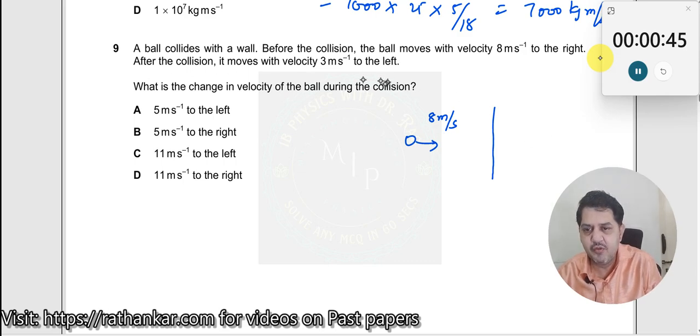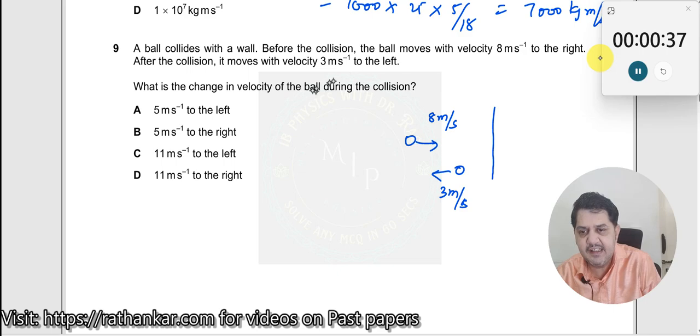After the collision, it moves with velocity 3 meters per second to the left. So it means some energy is lost to the wall. What is the change in velocity of the ball?